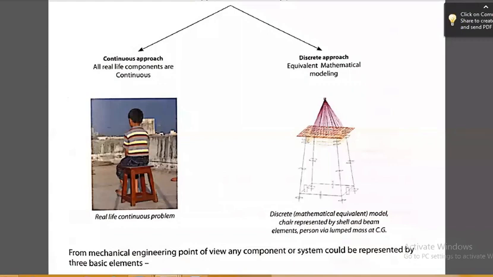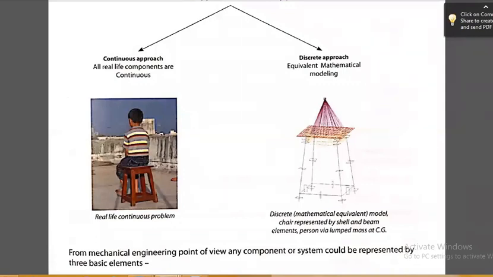Next one is this chair. This chair has 4 rods: 1, 2, 3, and 4. These are equivalent to beam elements. This is the first beam element, second beam element, third beam element, and fourth beam element. So this is equivalent to your beam element. And this plate is like a shell element.